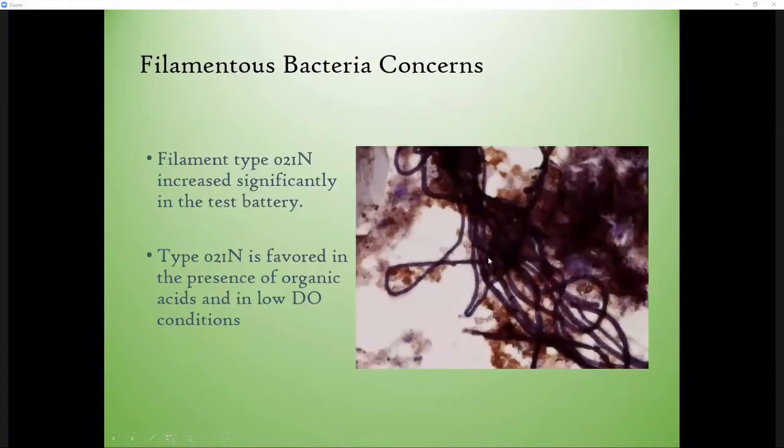And this was the filament type 021N. It just dominated. And you're going to find this one's going to be very, very common in biological phosphorus removal systems, because they like organic acids. This particular filament, Thiothrix, likes organic acids. And so you have a lot of organic acids when you have this anaerobic zone going into your aerobic zone.